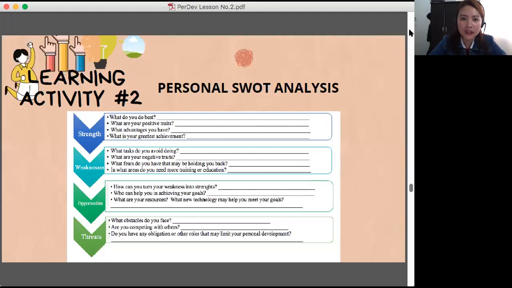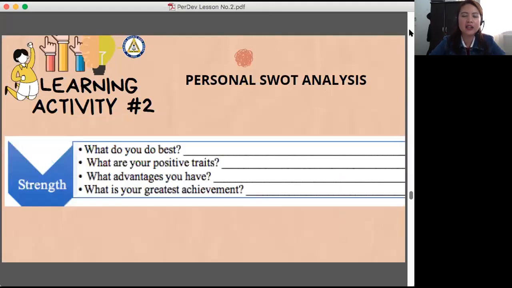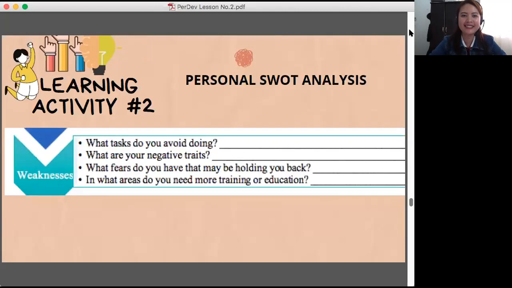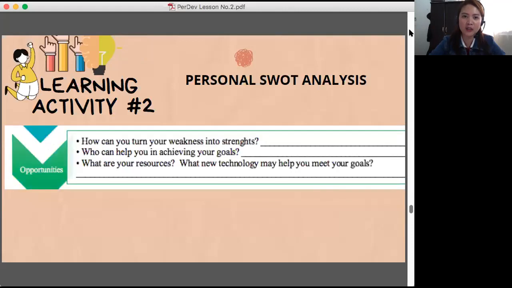For personal SWOT analysis, for strengths, what do you do best? What are your positive traits? What advantages do you have? What is your greatest achievements? For your weakness, what tasks do you avoid doing? What are your negative traits? What fears do you have that may be holding you back? In what areas do you need more training or education?